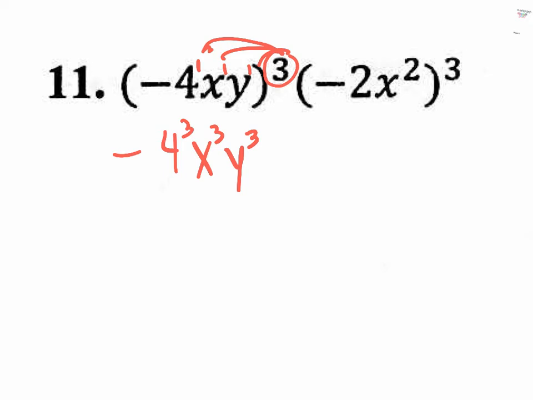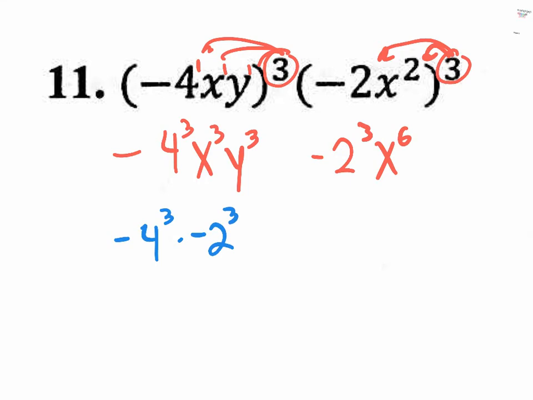So on the other one, let's distribute the 3, put it on the 2, so you're going to end up with 2 to the 3rd and x to the 6, because 2 times 3 is 6. Power to a power, we multiply. Now it's just a question of rearranging and simplifying. So I do have negative 4 to the 3rd power times negative 2 to the 3rd power times this x and that x. So that's x to the 3rd times x to the 6th. Let's not forget about the y to the 3rd. That's all by itself right there.